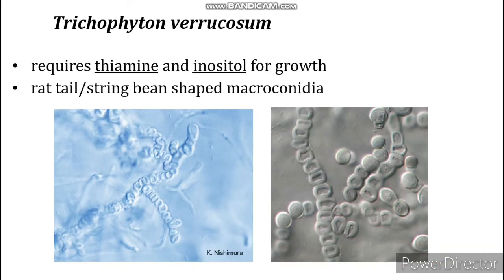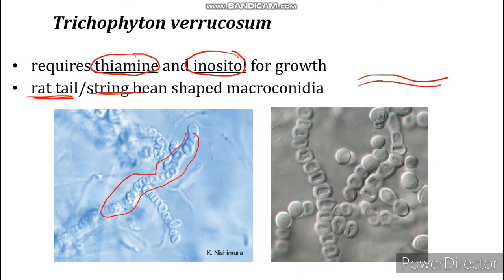Next, you also have your Trichophyton verrucosum. Your Trichophyton verrucosum requires thiamine and inositol for growth. And it has a characteristic of rat tail or string bean shaped macroconidia. So, malalaki ang macroconidia. Rat tail kasi, ang itsura ng buntot ng rat, pag zoom in nyo siya, hindi lang siya straight na ganyan. May mga lines kasi yung buntot ng rat. So, mukha daw siyang rat tail.